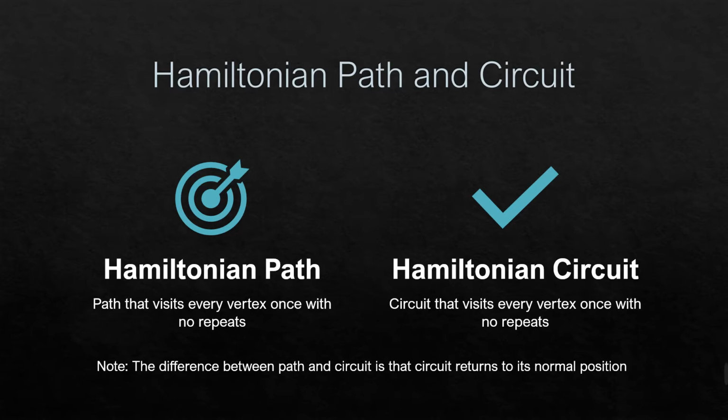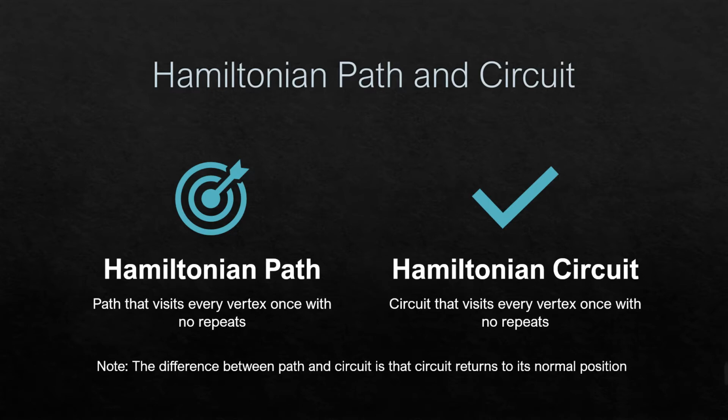A Hamiltonian path is a path that visits every vertex once with no repeats. A Hamiltonian circuit is a circuit that visits every vertex once with no repeats. So the difference between Euler path and circuit and Hamiltonian path and circuit is that Euler deals with edges while Hamiltonian deals with vertices. Note, the difference between a path and a circuit is that a circuit returns to its starting position.